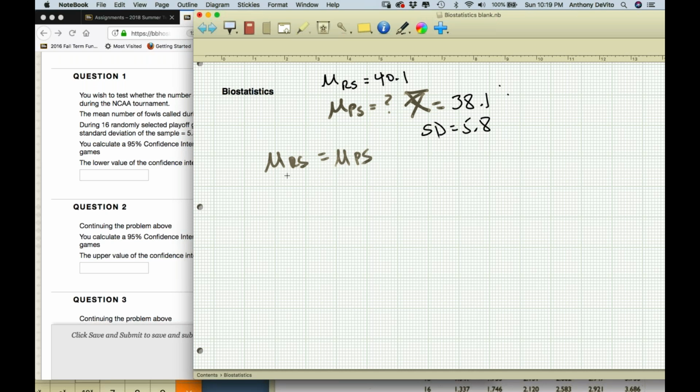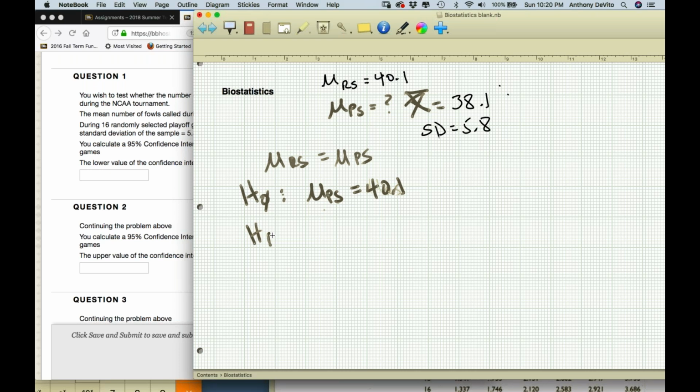Right? Well, I'm going to set up a hypothesis test. My null hypothesis is going to be that mu for the playoff season is equal to mu for the regular season. Now, I know mu for the regular season, so instead of putting that in, which I could do if I wanted to, I'm just going to put in 40.1. So is mu for the playoff season equal to 40.1, right? Or are they different?